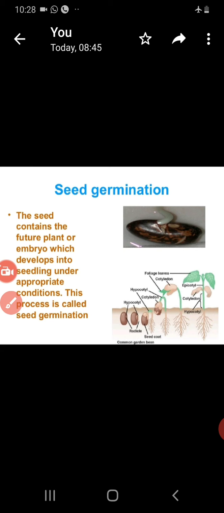So when seeds are formed, they develop. These seeds contain the future plant or embryo, which develops into seedlings under different conditions, and this process is known as seed germination. So that is how the whole process of sexual reproduction in plants takes place.